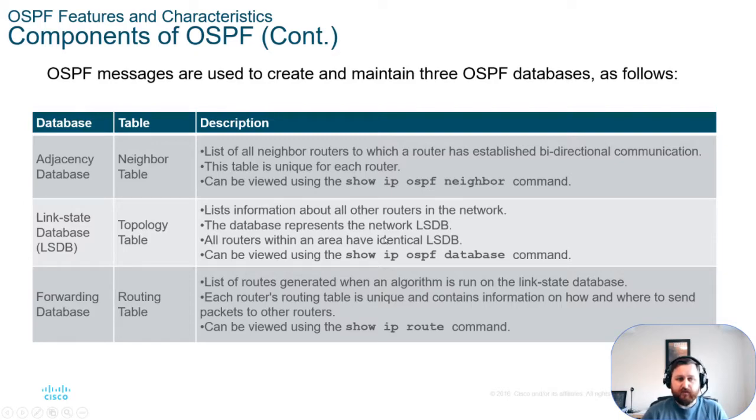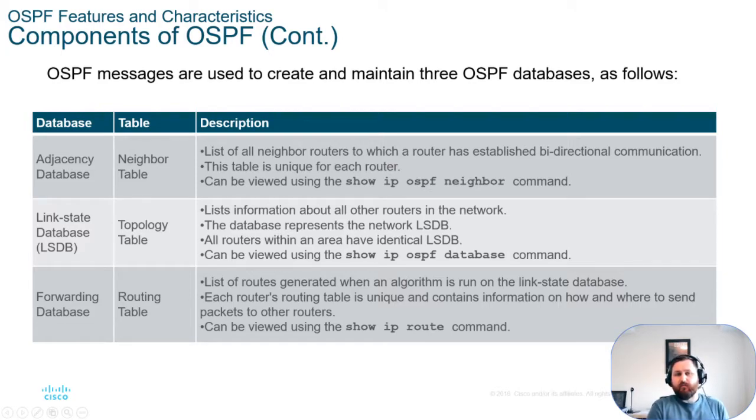The link state database, or your topology table, lists information about all routers in the network. So every single router that exists. So this is where all routers would know about all other routers. All routers should have an identical link state database. And then we also have our forwarding database, and this is just our routing table. So this is your standard typical routing table that you see for our devices. You can see it by typing in show IP route.